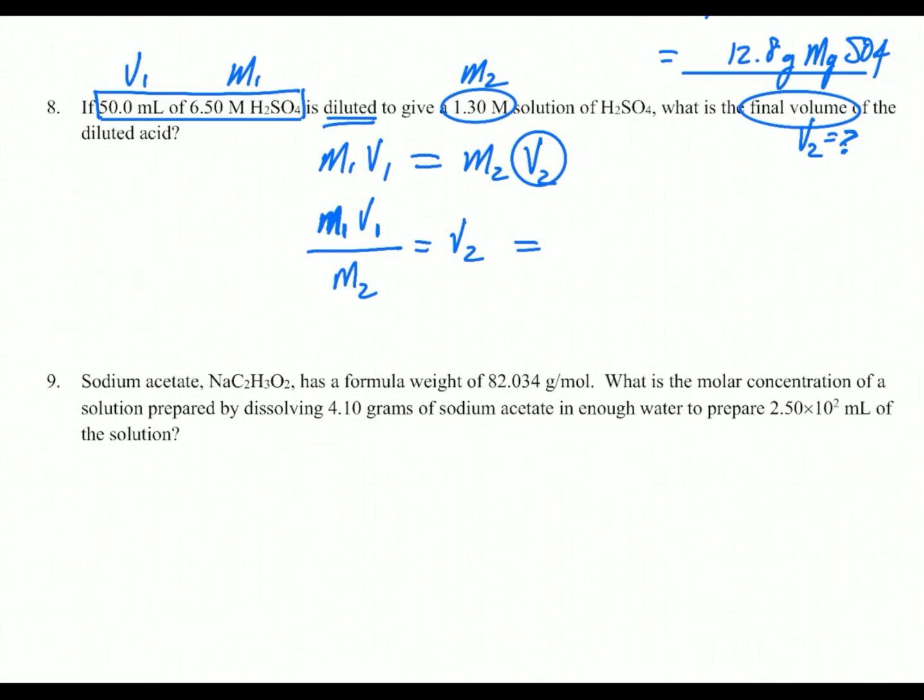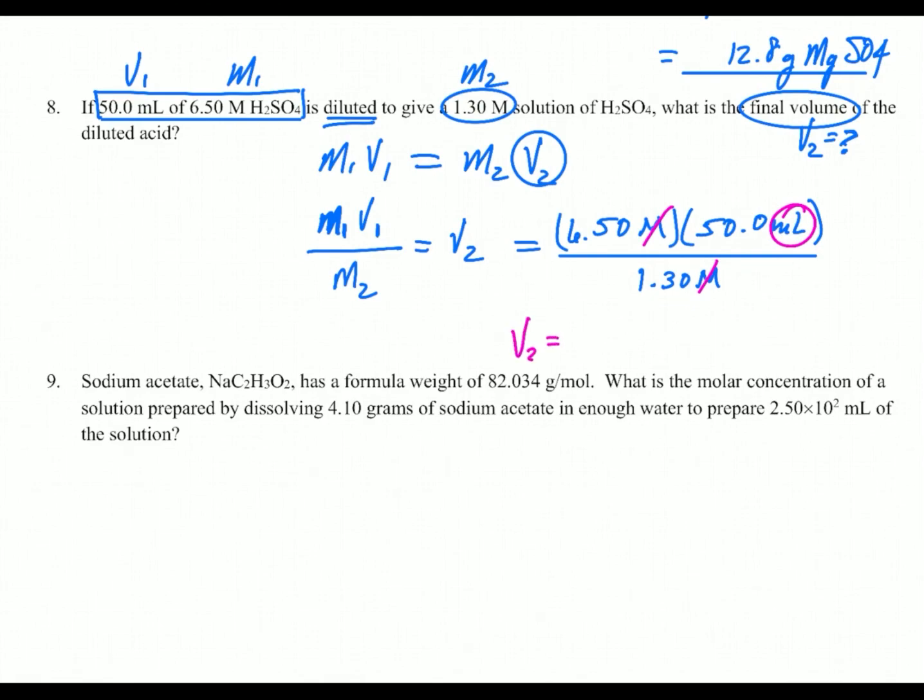So M1 was the 6.50 molar. V1 was 50.0 milliliters. And then M2, which is now the denominator, is going to be 1.30 molar. Following your units, the molarities will cancel, leaving you with milliliters, so V2. When you plug and chug through that, you're going to end up with 250.